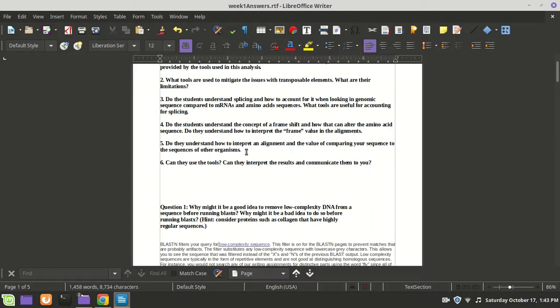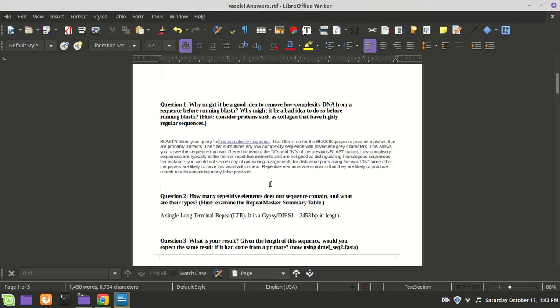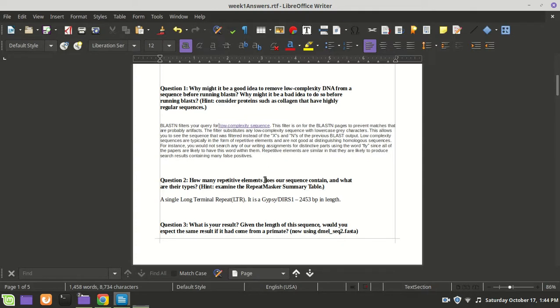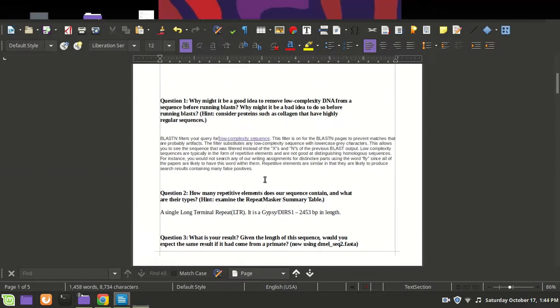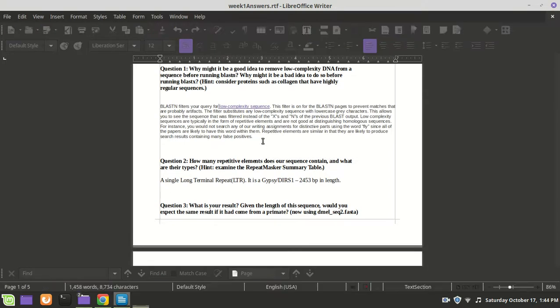All right, now the other part of this exercise is just, can they use the tools? And then can they interpret the results and communicate it to you? Well, I've given you the answers here, as best of the answers that I can provide. We were not able to get the answers provided by the makers here, but I've gone through it and completed it as well as I know how to do. So I've given you as much information as I can.